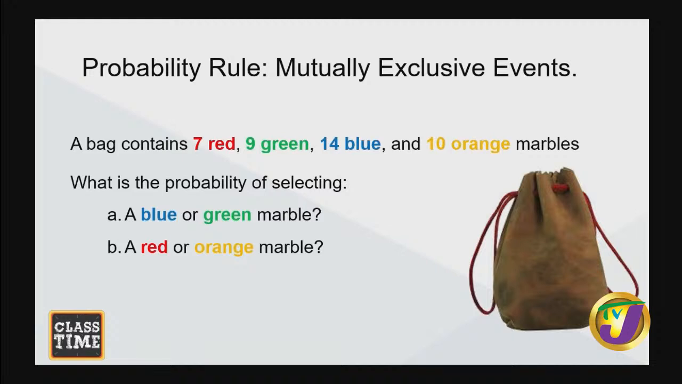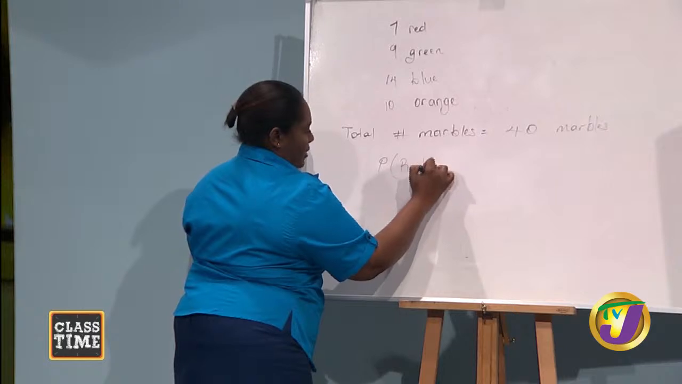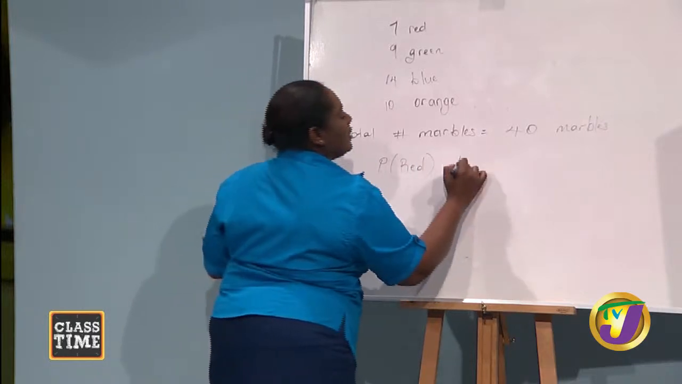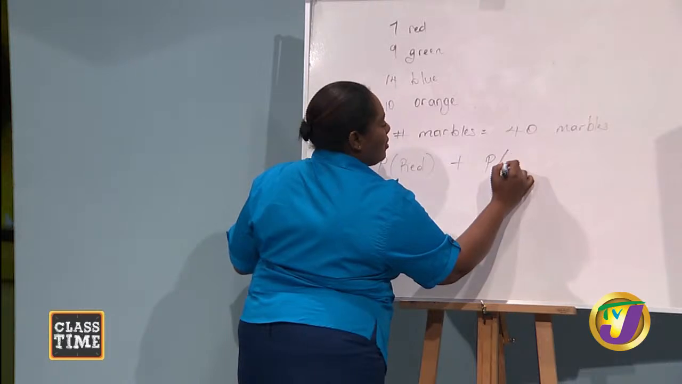This time we are working with red or orange marbles. So how many red marbles are there? 7 red marbles. But before we go into the number, let's represent our formula. So it would be probability of the event with the red marbles, added to the probability of the event with the orange marbles.